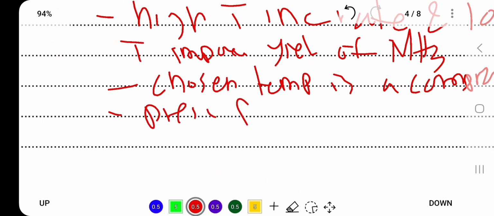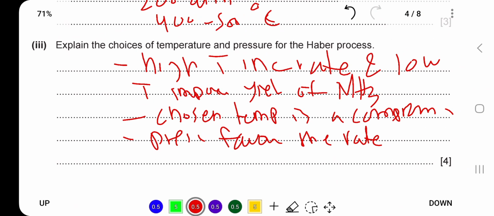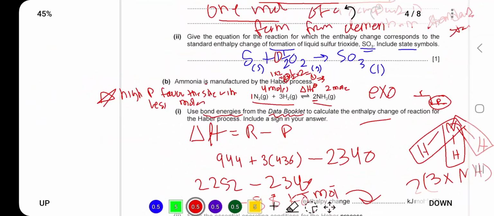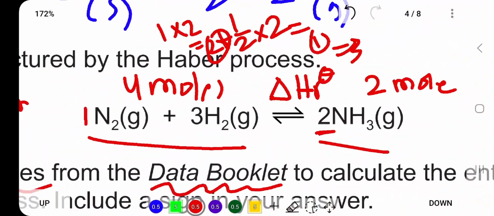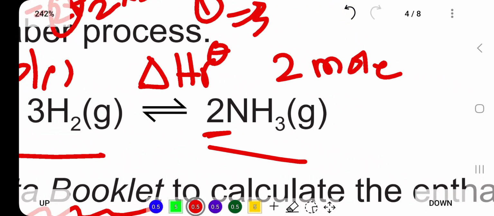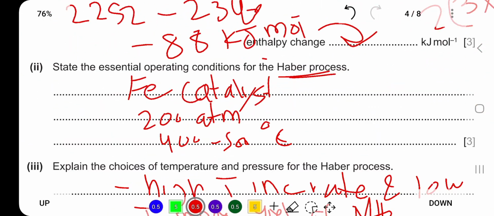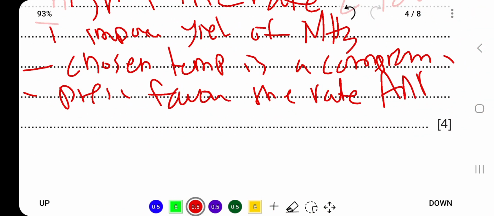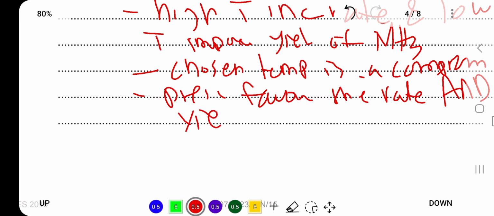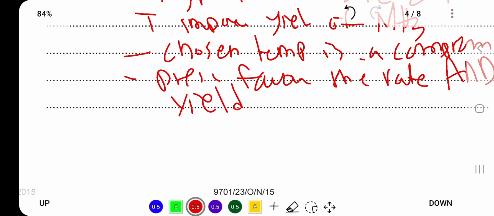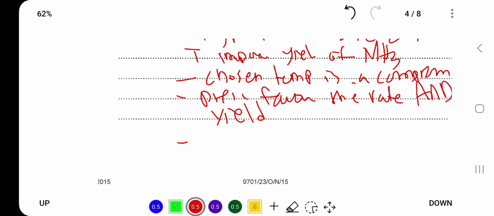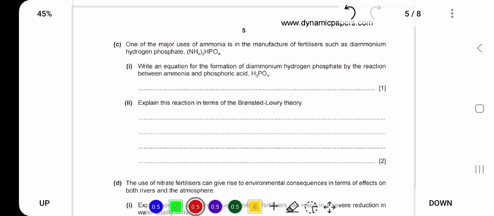Before we explain, again, high pressure favors the rate, because when you increase pressure or temperature, it will increase the rate. Learn it, please. When you increase the pressure, it will favor the side with fewer moles. So that's why it increases both rate and yield when you increase the pressure. It's also the same mark, rate and yield. Now pressure chosen is limited by cost. Okay, great.